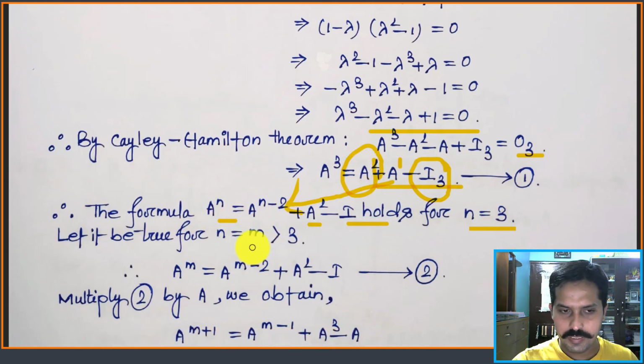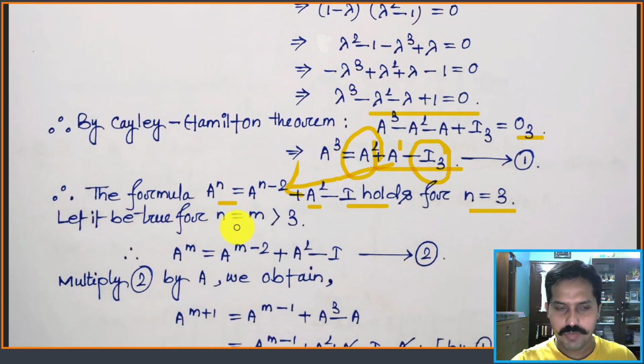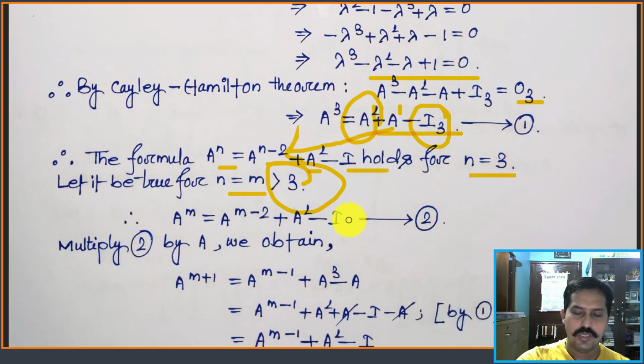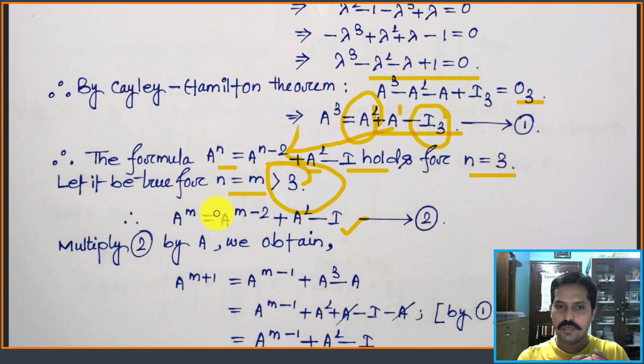Now by mathematical induction we can assume that the result is true for n equals m, where m is greater than 3, because we already know that the result is true for n equals 3. So by mathematical induction we can write A to the power m equals A to the power m minus 2 plus A square minus I. Then we have to show that if the result is true for n equals m, then the result will be true for n equals m plus 1.